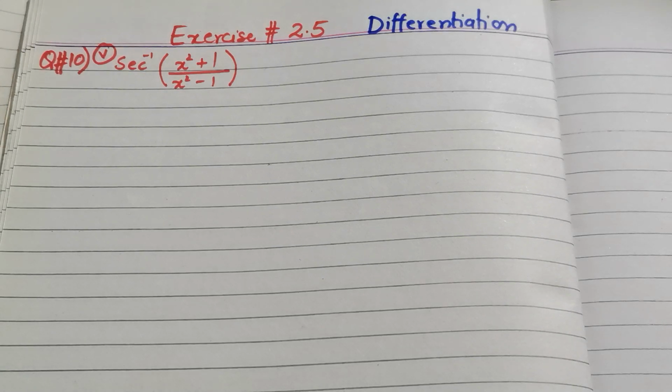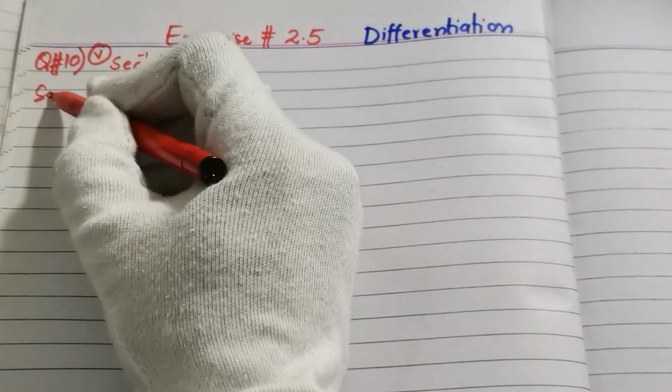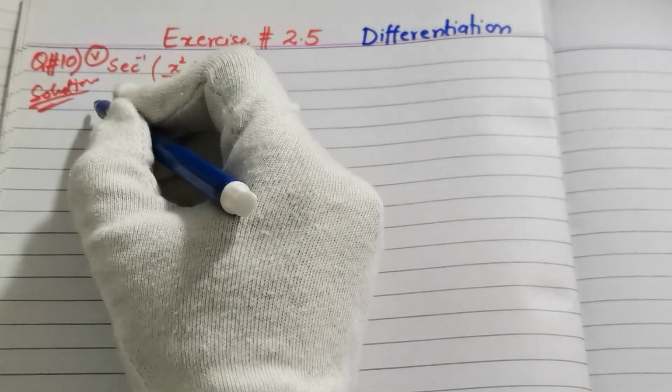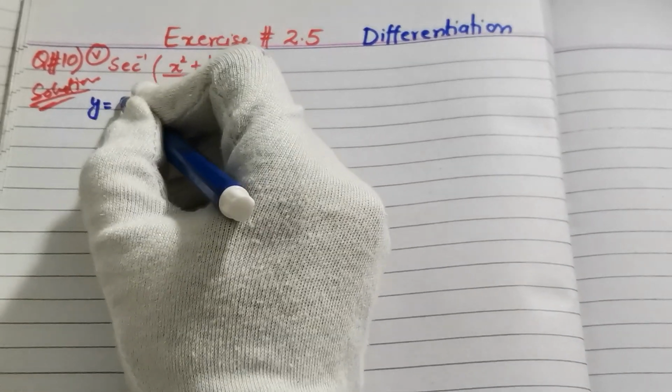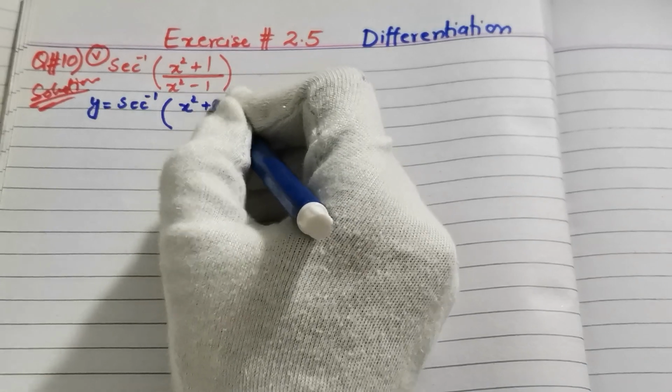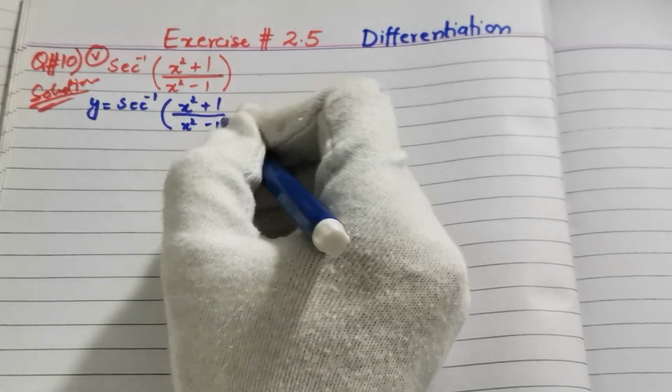Today I'm going to teach you exercise number 2.5 differentiation, question number 10 part 5: secant inverse of (x square plus 1) divided by (x square minus 1). So now solve this. First step: suppose y is equal to secant inverse of (x square plus 1) divided by (x square minus 1).